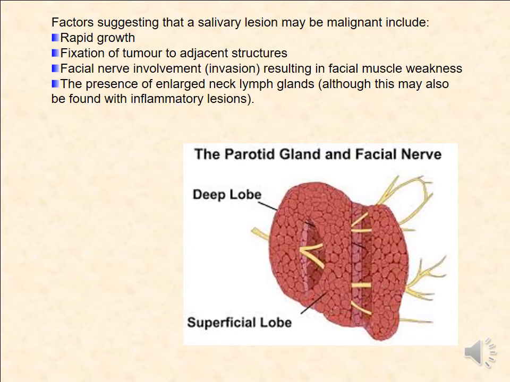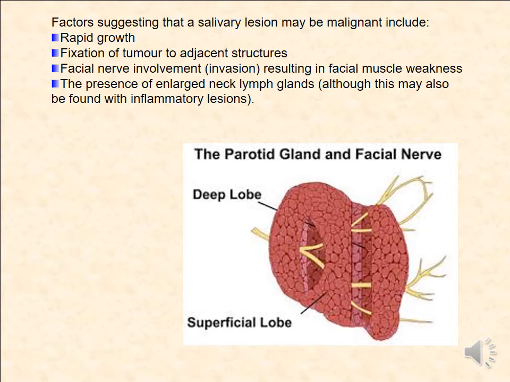Factors suggesting that a salivary lesion may be malignant include: how do we differentiate between malignant and benign? Through rapid growth. Malignant grows in days, not exceeding 1 month, but benign goes for more than 1 year or more. Fixation of tumor to adjacent structure: in fact there will be tethering with the skin or muscle or within the bone that's surrounding the gland.